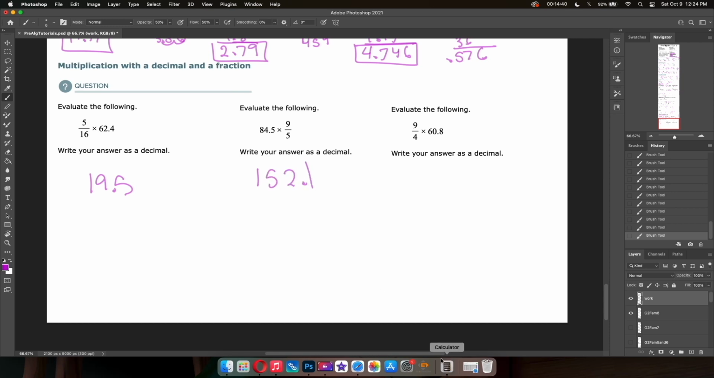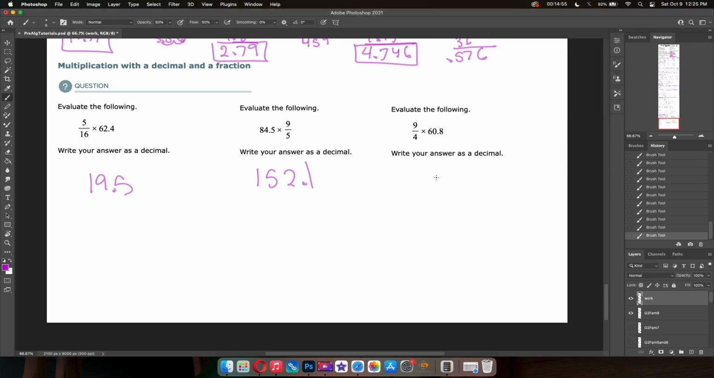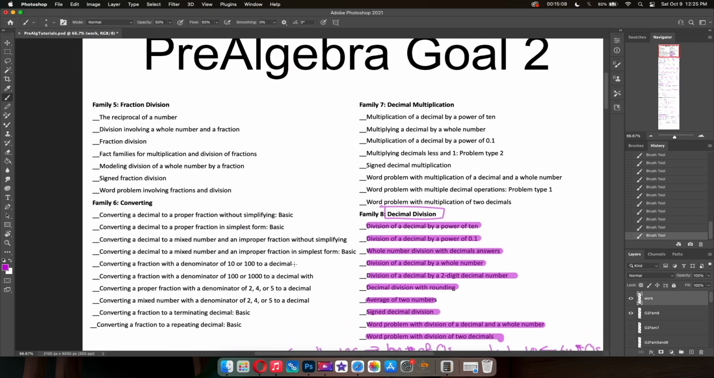152.1. Then we have 9 divided by 4. That's going to be 2 3/4. No, 2 1/4. Okay. Times 60.8 gets you 136.8. And is that it? Oh, wow. Wait, is that it? We did it. And that, ladies and gentlemen, is delayed, but that is all of the topics for pre-algebra goal 2.